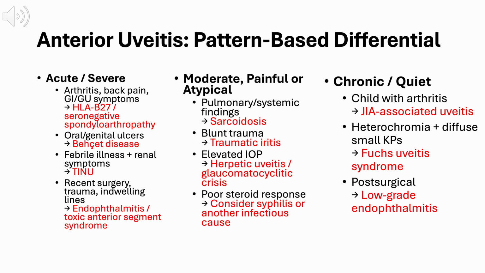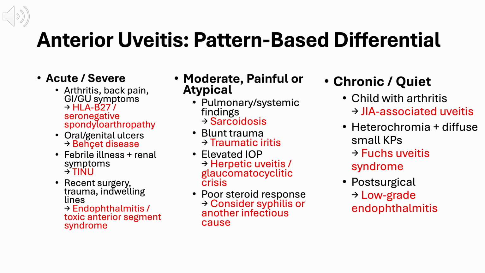Let's apply the framework to anterior uveitis, organized by pattern. In the acute or severe group, arthritis, back pain, or GI and GU symptoms point to HLA-B27 spondyloarthropathy. Oral and genital ulcers suggest Behçet. A febrile illness with renal symptoms raises TINU, and recent surgery, trauma, or indwelling lines flag endophthalmitis or toxic anterior segment syndrome. In the moderate, painful, or atypical group, pulmonary or systemic findings suggest sarcoidosis.